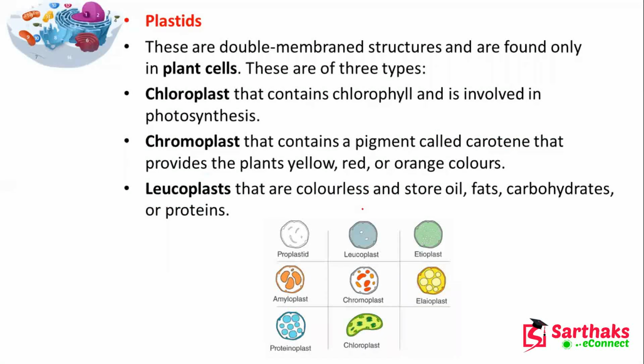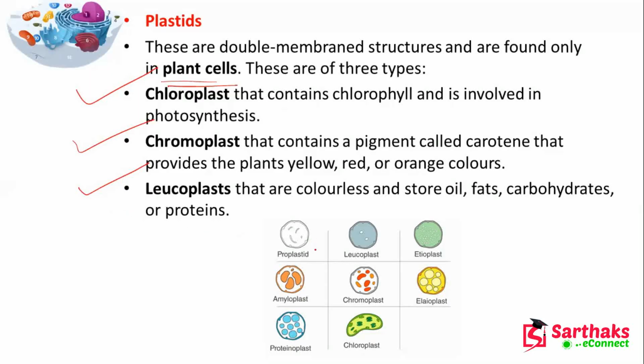Now the plastids. These are double membrane structures found in the plant cell, and there are three types: chloroplast, chromoplast and leucoplast. From the name we can understand that the chloroplast contains chlorophyll and is involved in photosynthesis. And the chromoplast contains a pigment called carotene, which gives plants yellow, red or orange colors.